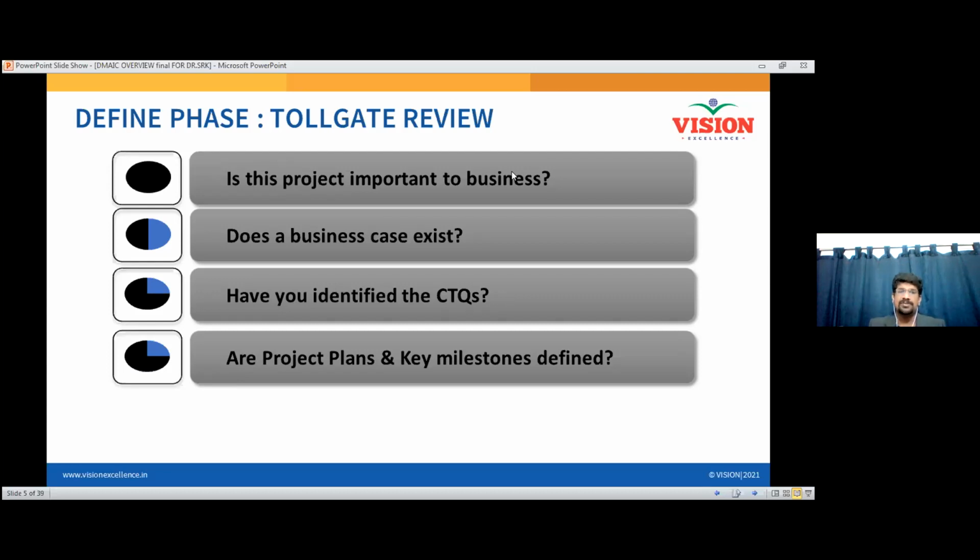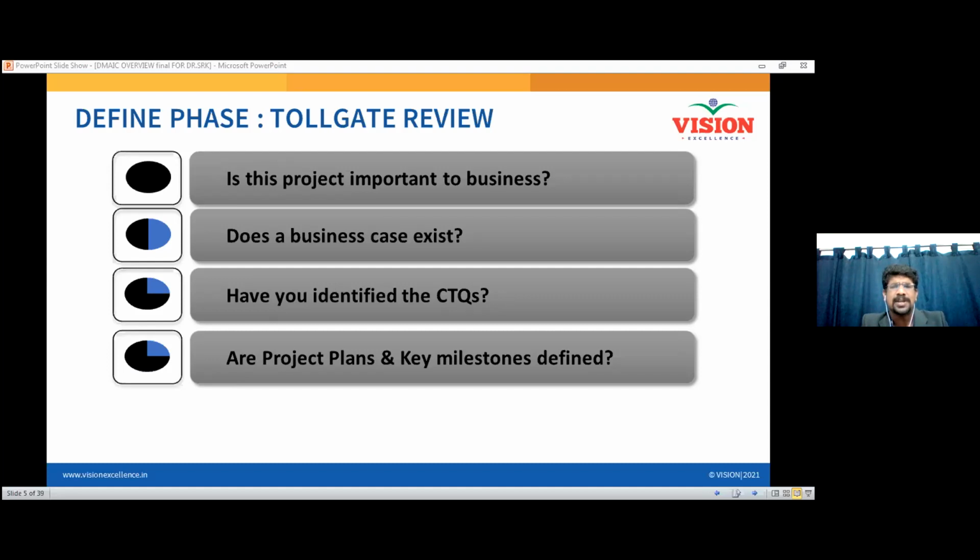Okay, so in the define phase, we are going to see, is this project important to the business? Whether a business case exists, what is this business case? Suppose I took a problem and convert that into a project and solve it, whether it will bring a profit to my organization, whether it will reduce customer dissatisfaction, whether it will improve my company's turnover, or whether it may reduce the cycle time. It should have some importance to the business. Then only that project will be moved to the next stage.